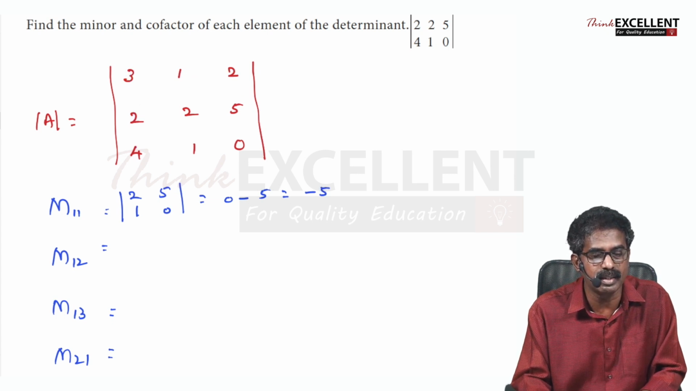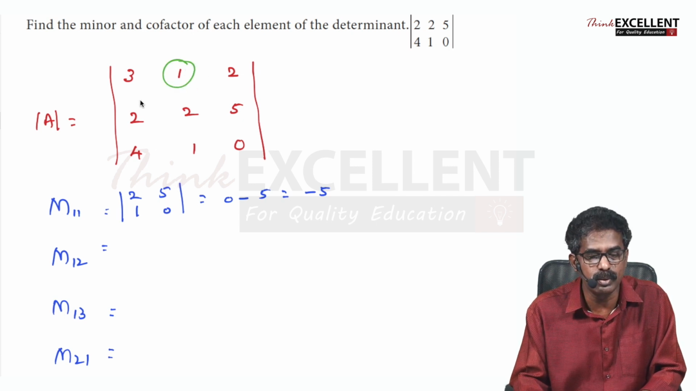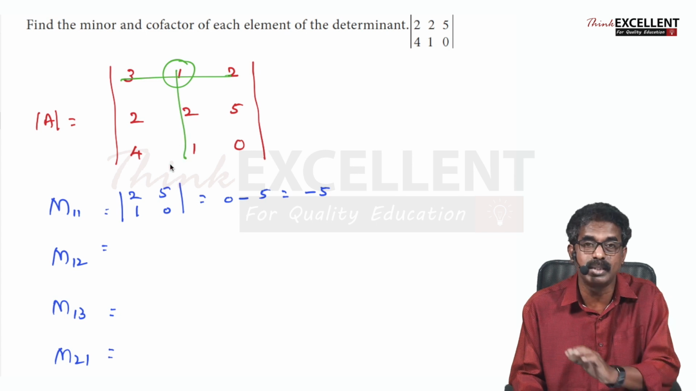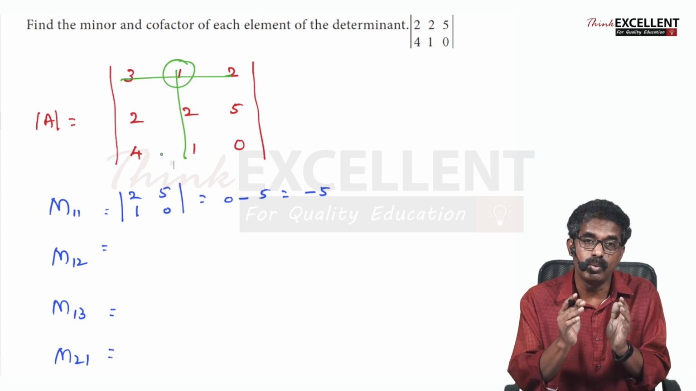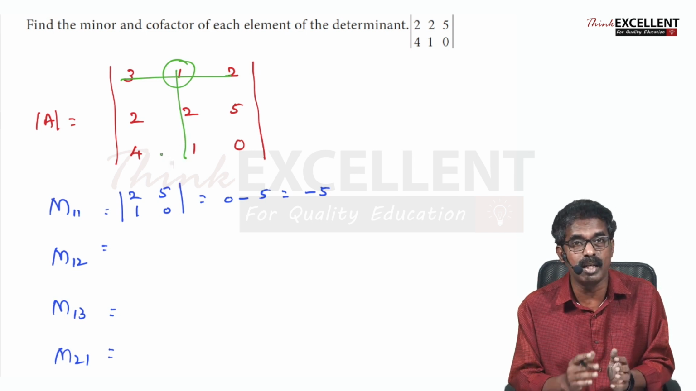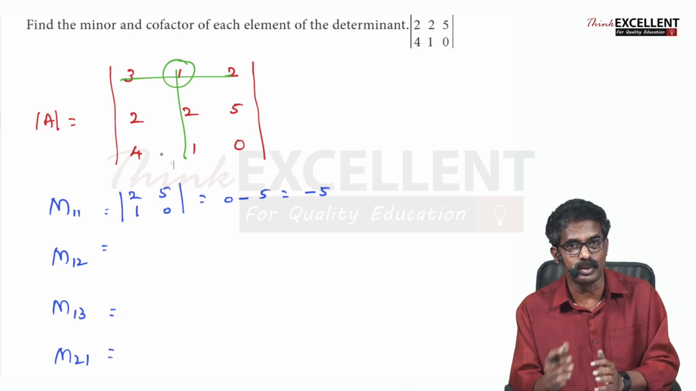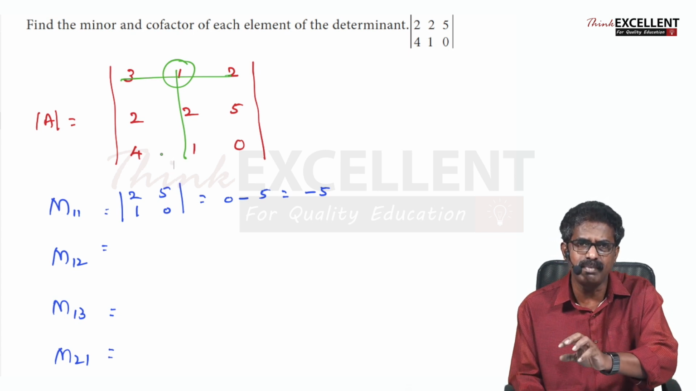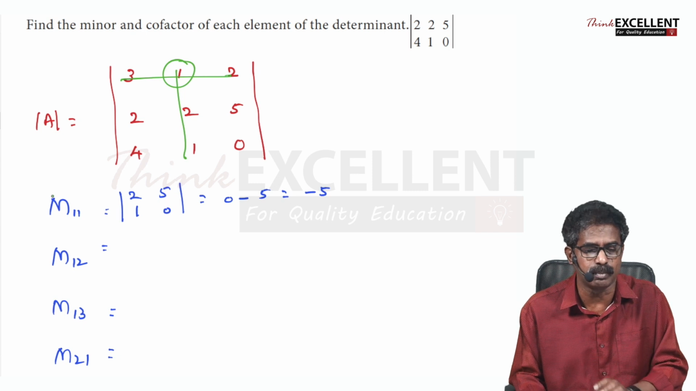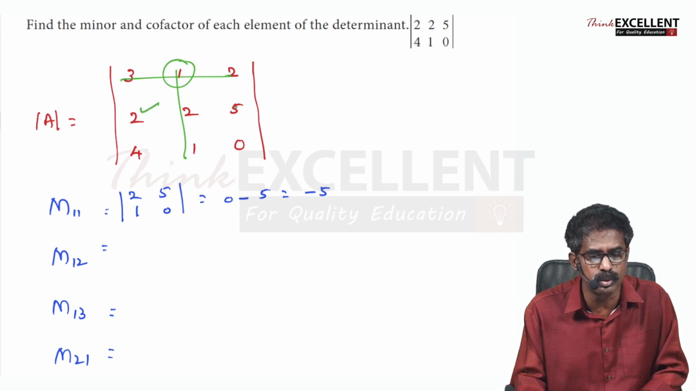Suppose I want to find the minor M12, this number. What do you do? Leave the row, leave the column. Don't change the sign here. When you find the value of the determinant only, the first one you write as it is, the second you change the sign, right? But for minors, leave that particular row and that column. Take the remaining. What are the numbers? This 2, 5, 4, 0.